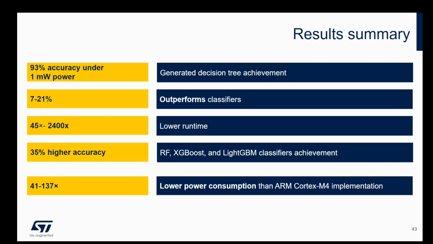So 35% higher accuracy. The runtime was 45 times to 2,400 times lower, as you can imagine. XGBoost is a very expensive algorithm. If you run this on a smartphone, it'll take a much longer time than a decision tree. In case of a decision tree, you're just traversing through a bunch of nodes and arriving at your classification result. Power consumption: when you consider a Cortex-M4 implementation, there is 41 times to 137 times lower current consumption for human activity recognition when it is implemented inside the machine learning core in the sensor.